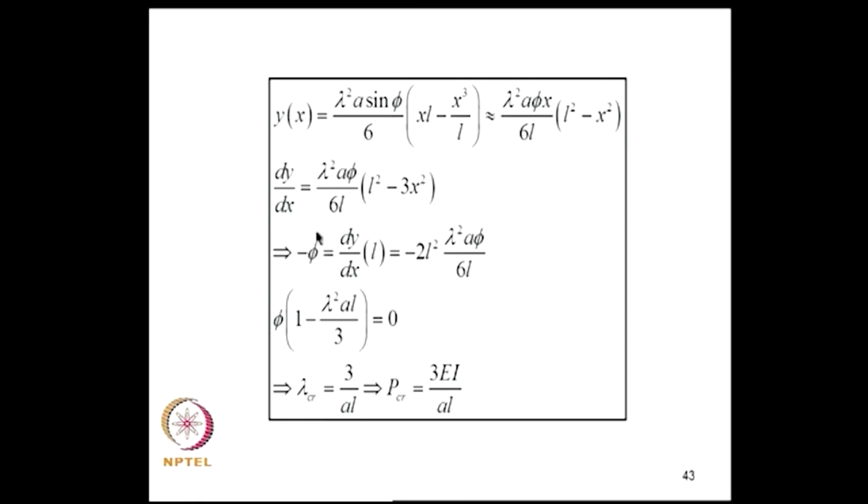Moment I do that, and I know it is minus phi, so I get a characteristic equation, phi cannot be 0, therefore, the terms inside the parenthesis must be 0, and from this I get the critical value of the load parameter 3 by AL, and therefore, P critical is given by this.